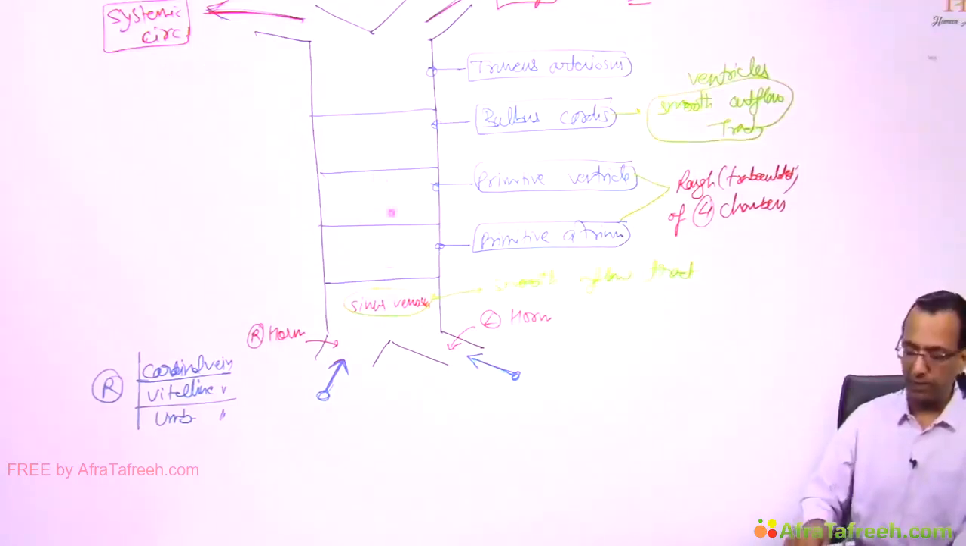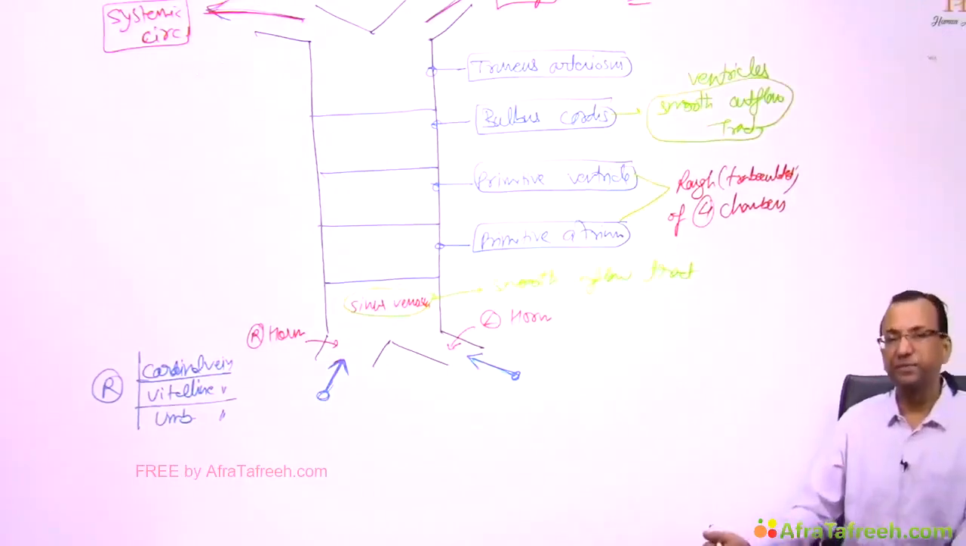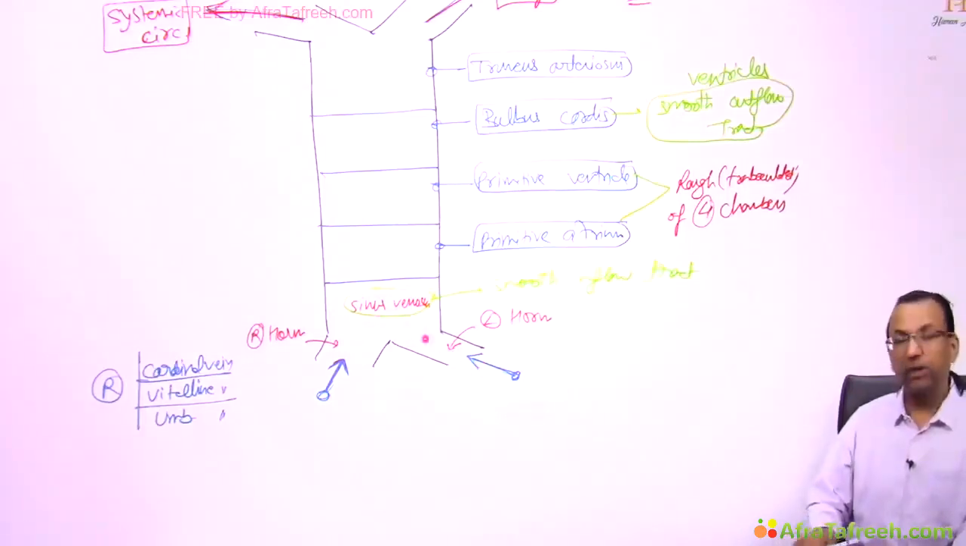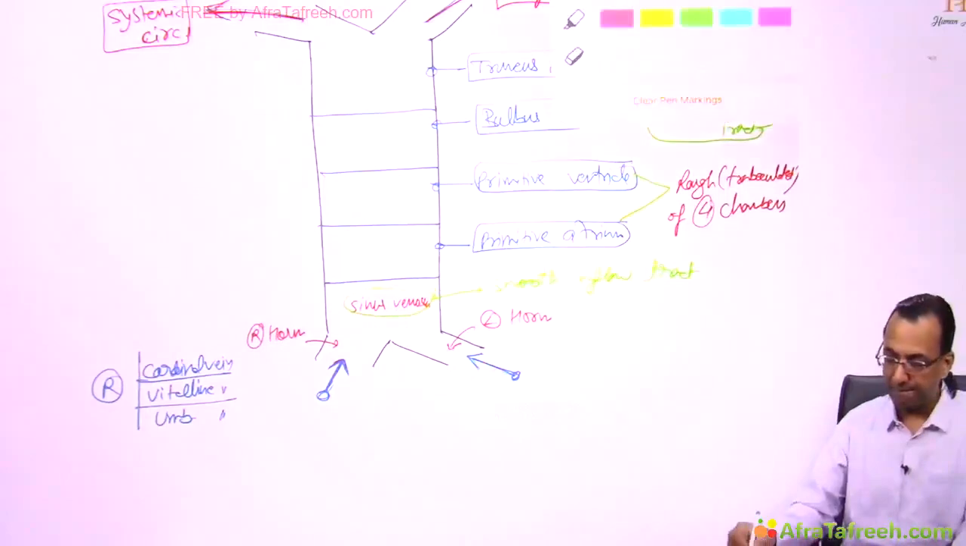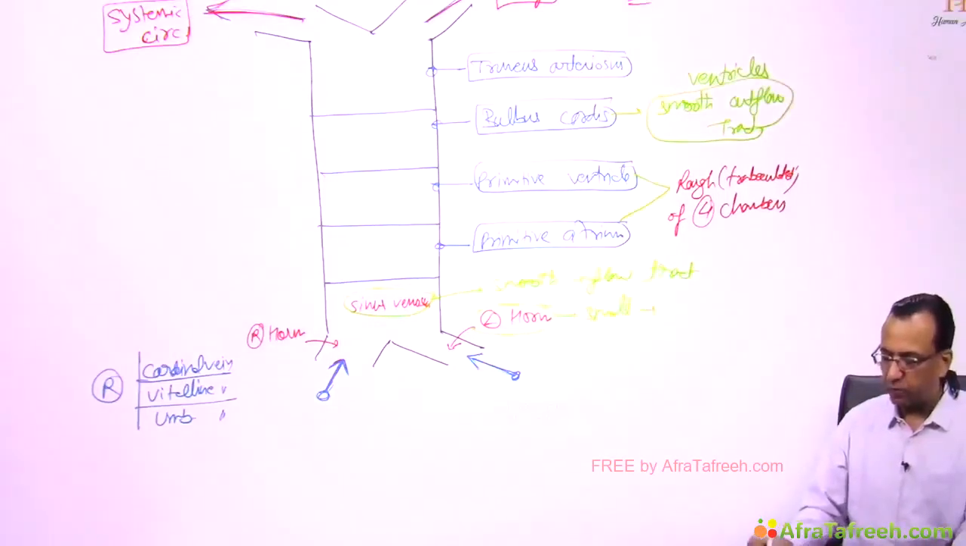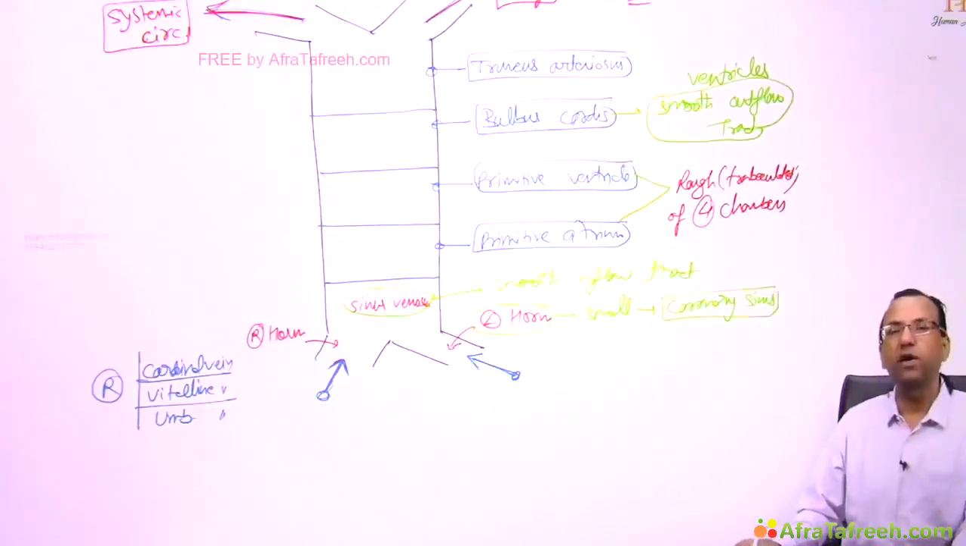Which septum is developing, can we discuss? Let us discuss which septum is developing. But first you have to tell: what is the future derivative of the right horn of the sinus venosus and the left horn of the sinus venosus? Actually, the left horn of the sinus venosus will become very small, and when it becomes very small, it will change into the coronary sinus. And what is the coronary sinus? The coronary sinus collects the venous blood of the heart.